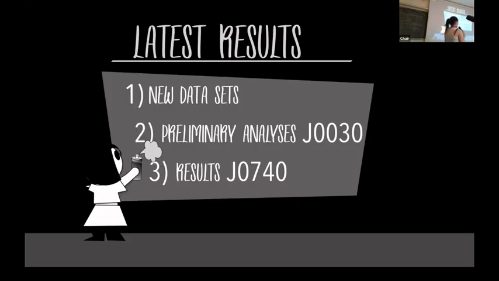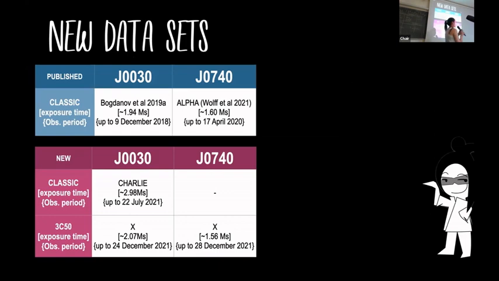Okay, now let me pass through our later findings. Let me start by introducing the new data set that we are looking at the moment. Again, we are looking at the same pulsars, J0030 and J0740. These are on the top here. I reported the data that have been published so far with exposure time and the observational period concerning that.